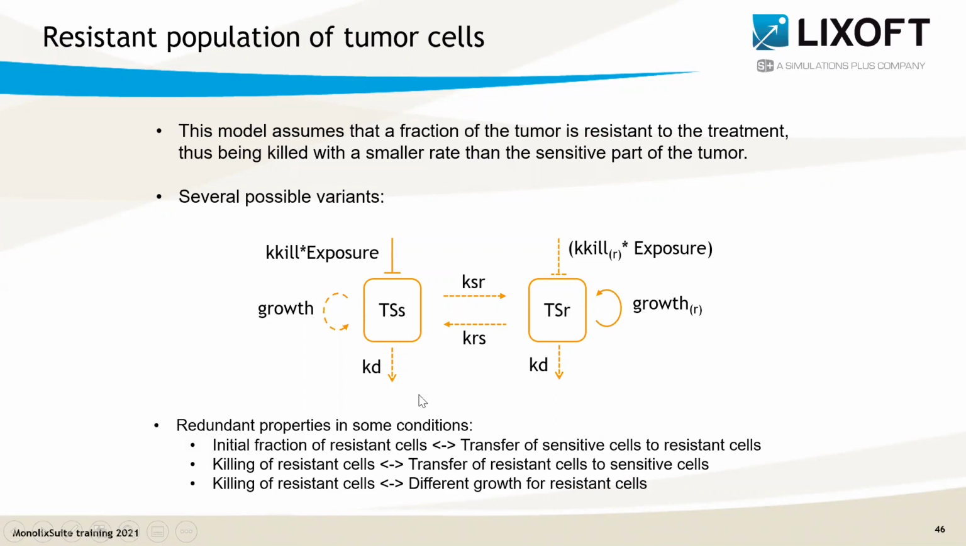Many variants are possible that can take into account or not transformation between sensitive and resistant cells, different growth functions for the two populations, the killing of the resistant cells or not, and also possible decay terms for each population. Some of these properties are actually redundant for some functions for the growth and the killing. So it is usually not useful to include all these processes in the model. For instance, the initial fraction of resistant cells can have the same impact on the total tumor as the transfer of sensitive cells to resistant cells.